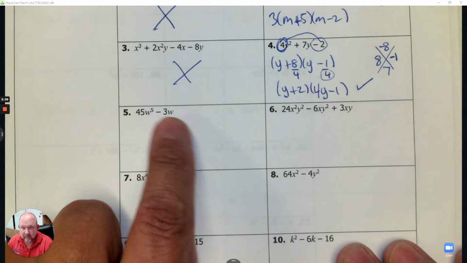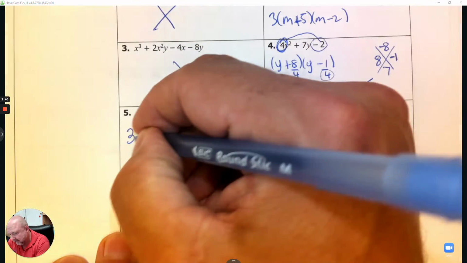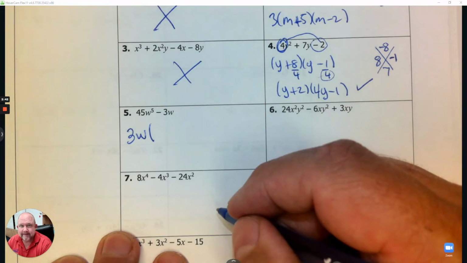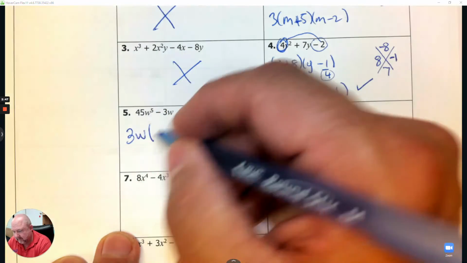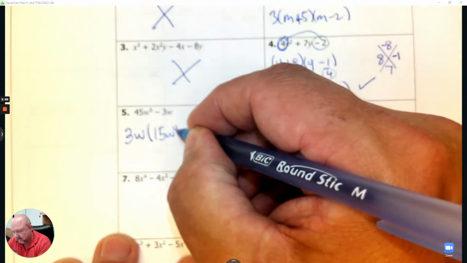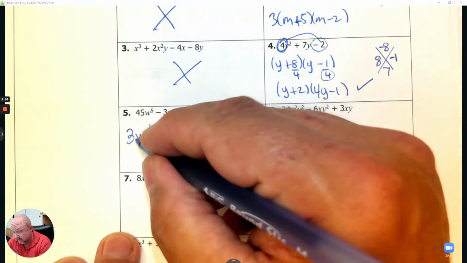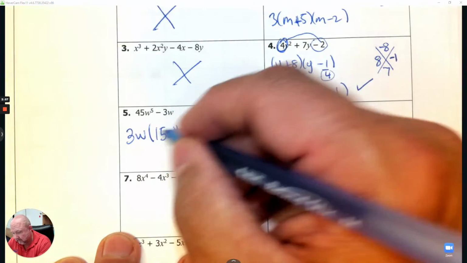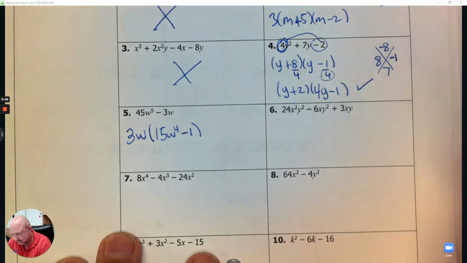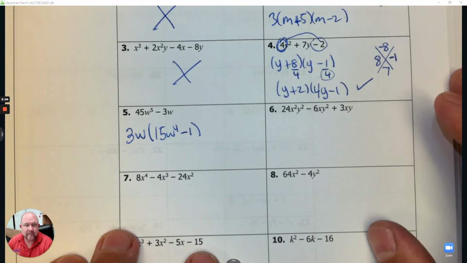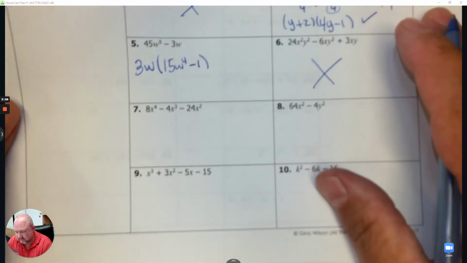So how am I going to factor it? Do they have something in common? And they do. 3 goes into both numbers, and the least w is just w. So 3w is the greatest common factor. And then I divide. So 45 divided by 3, and then subtract the exponents. Negative 3 divided by 3 is negative 1, and then the w's make it 0, so it's just negative 1. Next one. It's multivariable. Next one.